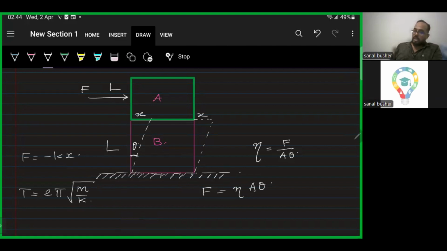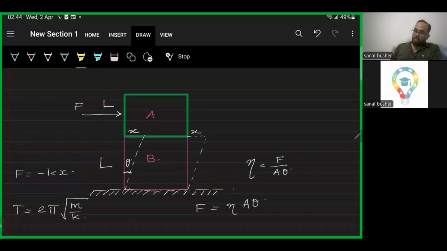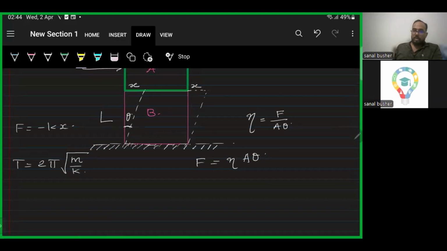One more thing they have mentioned: it is applied with a very small force. Very small force means the angle will be very small. For very small angles, sine theta is approximately equal to theta, which is also approximately equal to tan theta. This thing you need to remember. So tan theta is opposite side by adjacent side, so theta is equal to x by L.